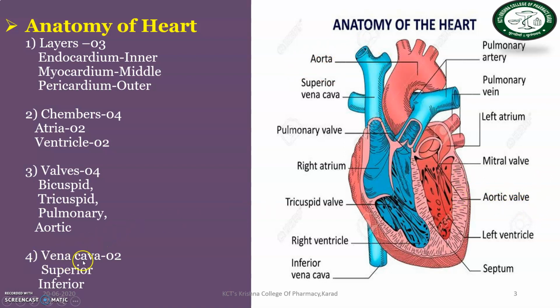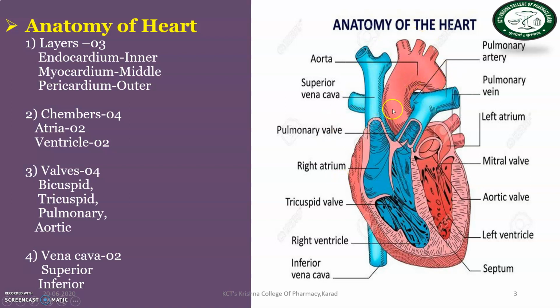Next, number four is the vena cava, and the heart contains two vena cavae. One is the superior, which is the upper part of the heart, and the inferior, which is behind the heart or the lower section of the heart. What are the functions of the superior and inferior vena cava, or what is the physiology of this heart?